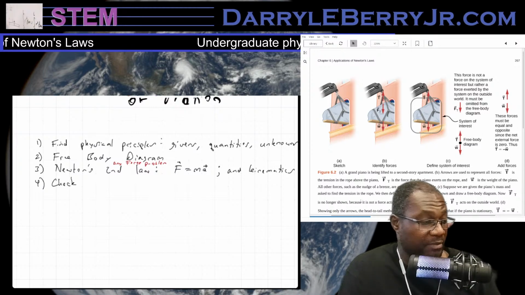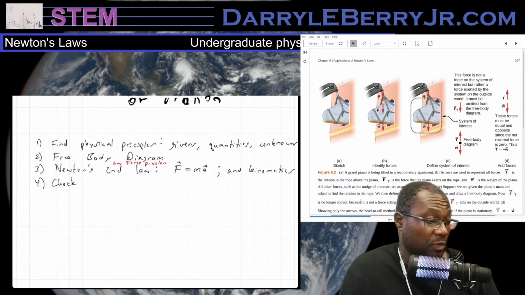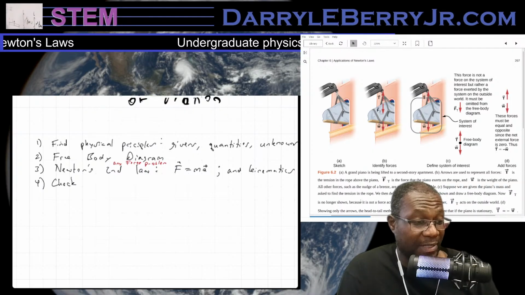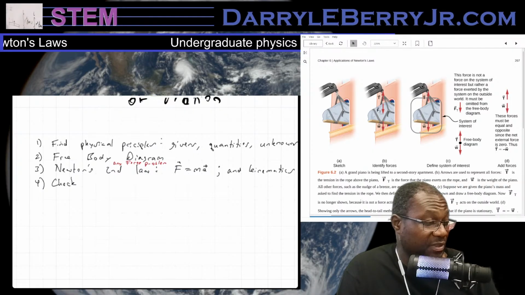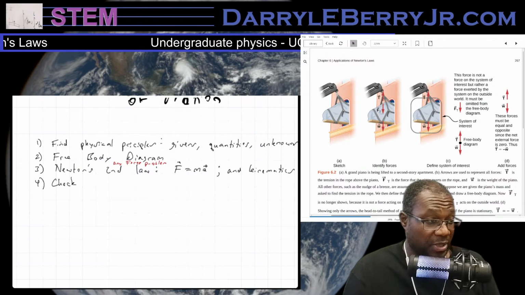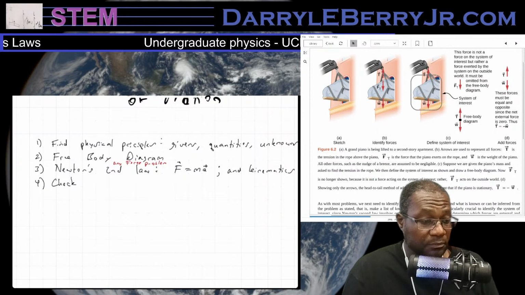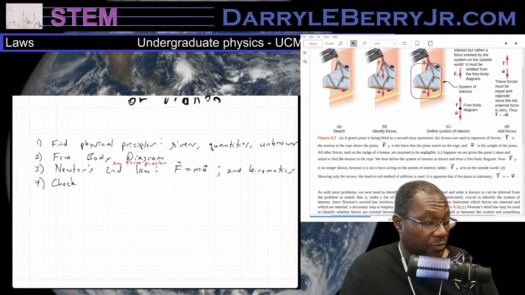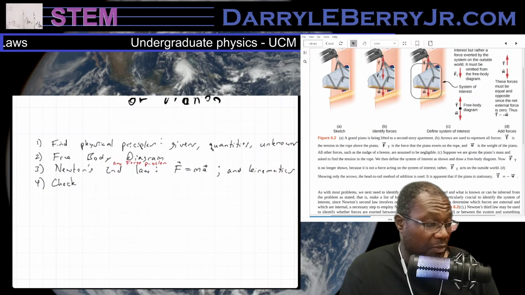Suppose we are given the piano's mass and asked to find the tension in the rope. We then define the system of interest as shown and draw a free body diagram. Now Ft is no longer shown because it is not a force acting on the system of interest, rather Ft acts on the world outside, pulling the crane down. Showing only the arrows, the head-to-tail method of addition is used.